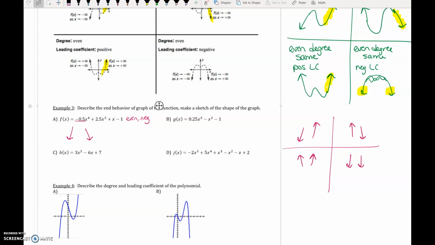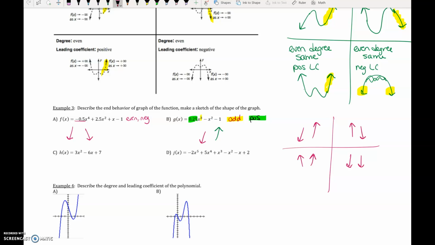B, we have an odd degree. So our degree is odd. But we have a positive leading coefficient. So the right side is going to point up because it's a positive leading coefficient, but that odd tells us that the left side is going to point in the opposite direction.